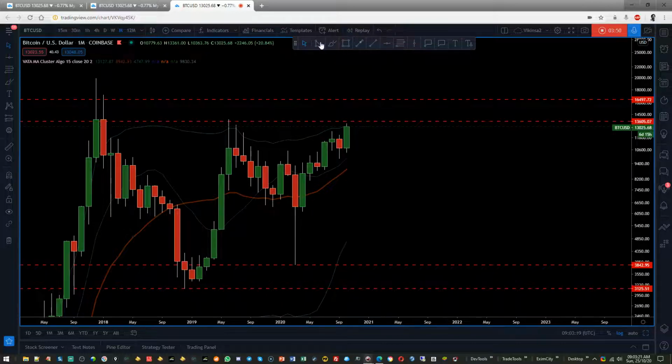If the market actually starts to move and breaks through 13605, then we are looking at 16497, so near about the 16500 level. That's the bullish case for Bitcoin.